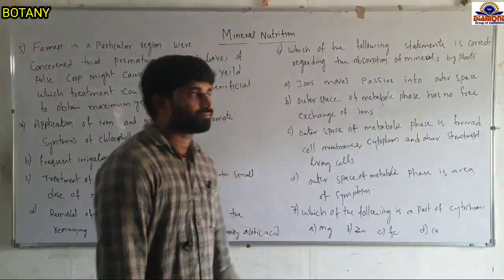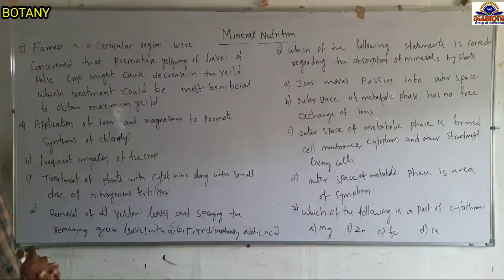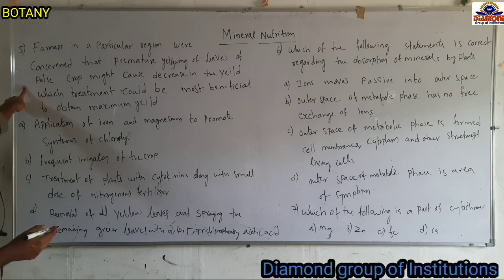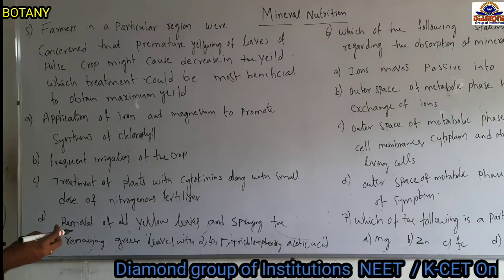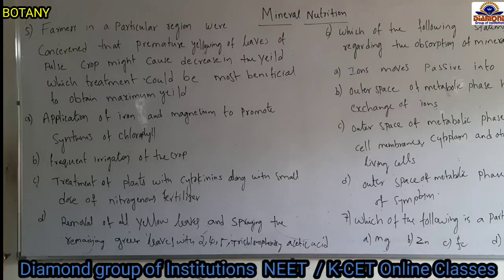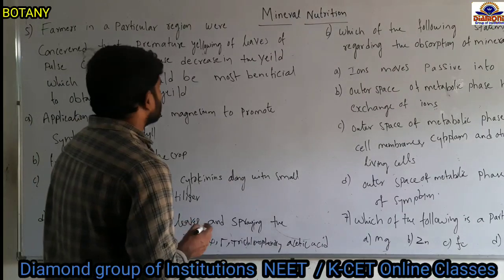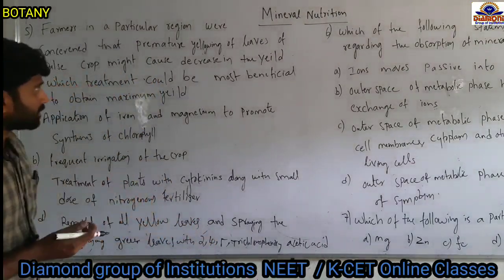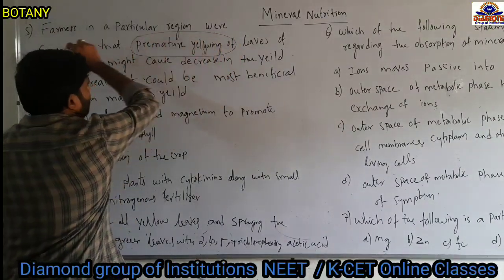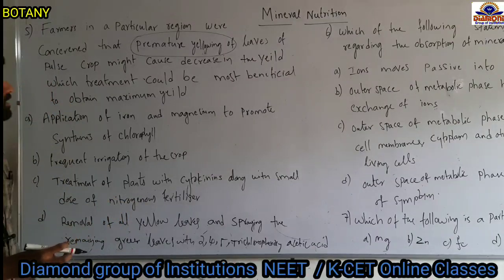Answer D. Next question. Farmers in a particular region were concerned that premature yellowing of leaves of a pulse crop might cause a decrease in yield. Which treatment would be most beneficial to obtain maximum yield? Here the farmer has a problem: the plants in the crops are showing premature yellowing of leaves.